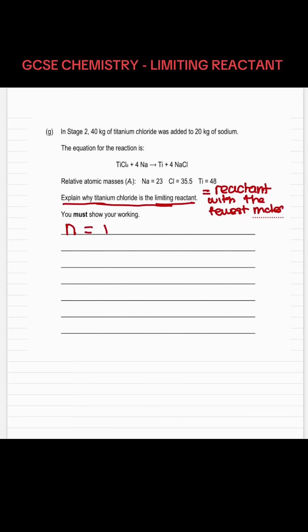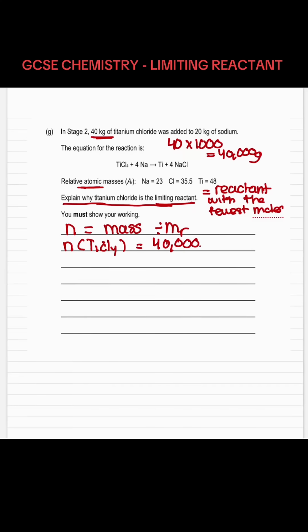N, is equal to mass divided by the MR, and we have the relative atomic masses over here. So let's find out titanium chloride first, which is moles of titanium chloride is equal to the mass, which it tells us at the top is 40 kg. However, mass is measured, in this case, in grams, so we need to convert it. So it's just 40 times by 1,000. That will give us 40,000 grams.